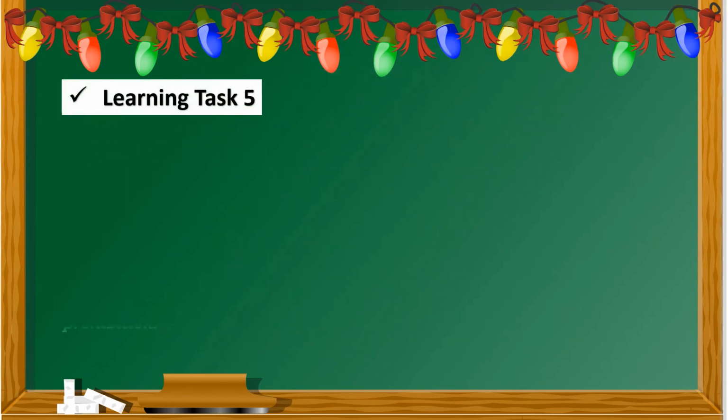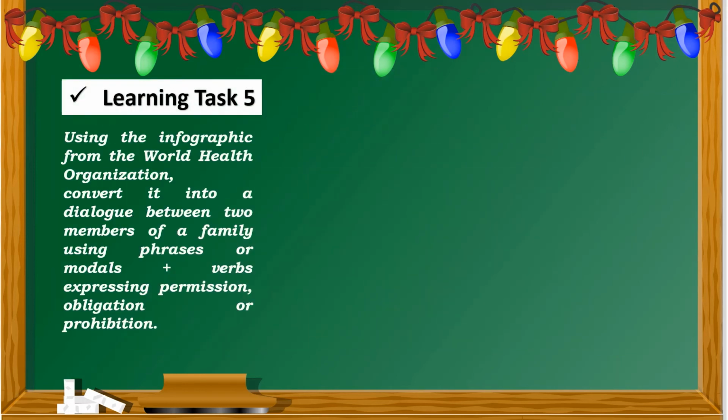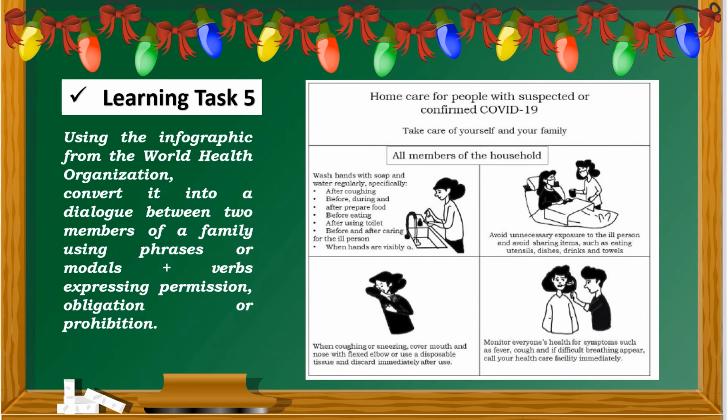For learning task 5, using the infographic from the World Health Organization, convert it into a dialogue between two members of a family using phrases or modals plus verbs expressing permission, obligation, or prohibition. So in your worksheet or in your module, you will see these infographics, which contains home care for people with suspected or confirmed COVID-19. And what you're going to do is to make a dialogue out of it.